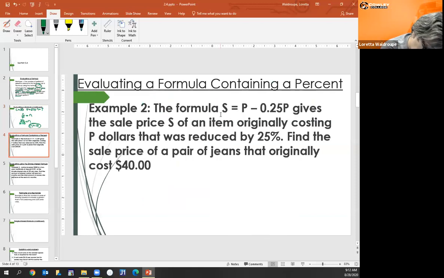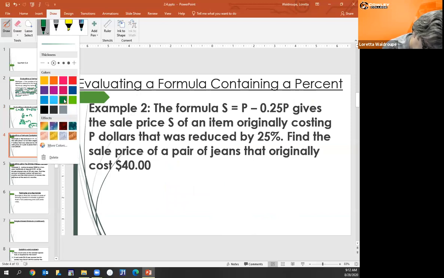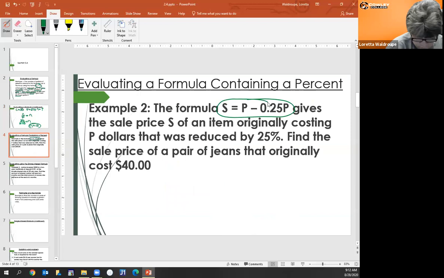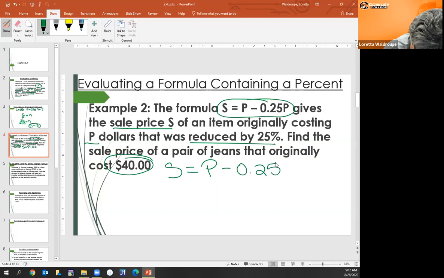The formula S equals P minus 0.25P gives the sale price S of an item originally costing P dollars that was reduced by 25%. Find the sale price of a pair of jeans that originally cost $40. So what do I know? I know the original cost, P, was $40.